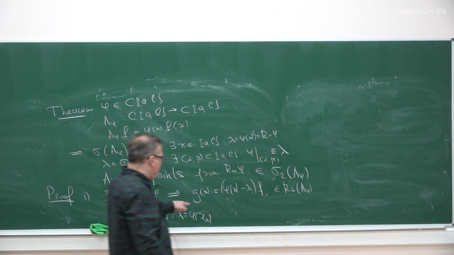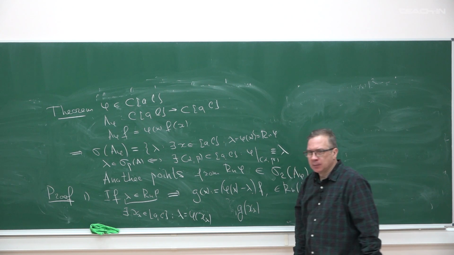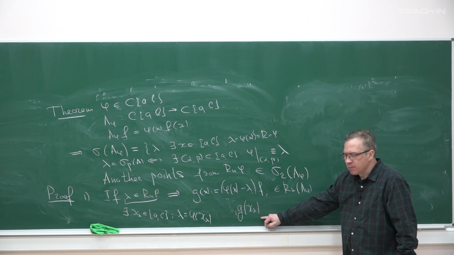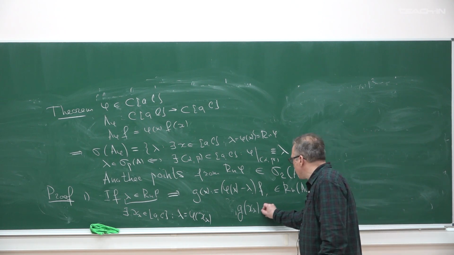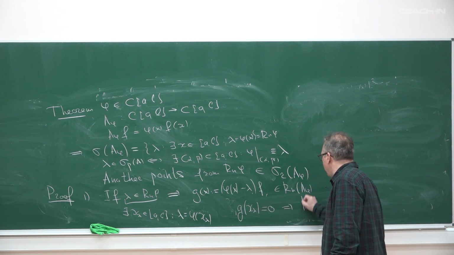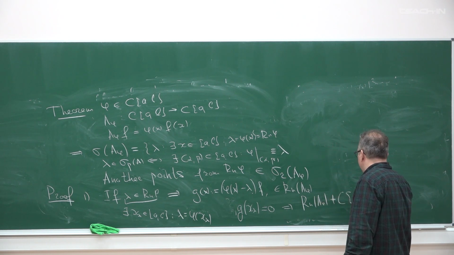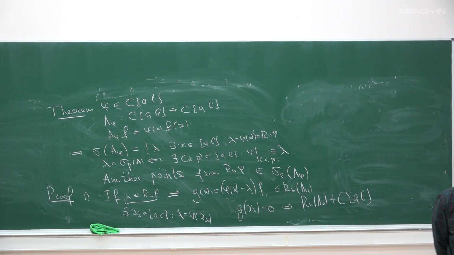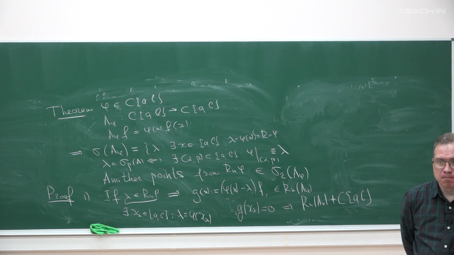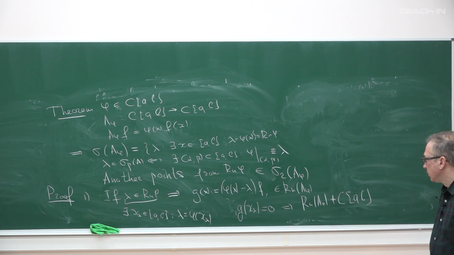What you can say about function g at this point? This is the definition of function g. So calculate, it is 0. So you see that the range of operator A phi is not all continuous functions. So immediately it is in the spectrum. Operator at least is not surjective.